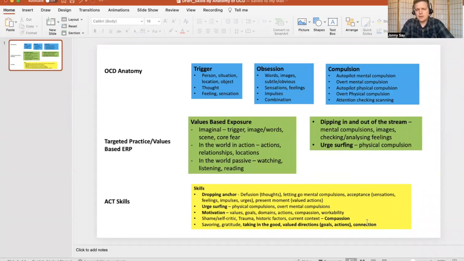So basically, at the top, we have the anatomy of OCD. We have triggers, we have the obsessions, we have the compulsions, with a little bit of detail on each one. Triggers can be really anything in our experience in the outside world or the internal world. Then we have obsessions, which are the automatic, intrusive thoughts. They can be words, images, they can be more subtle or obvious, they can be sensations, feelings, impulses, or a combination of these different parts.